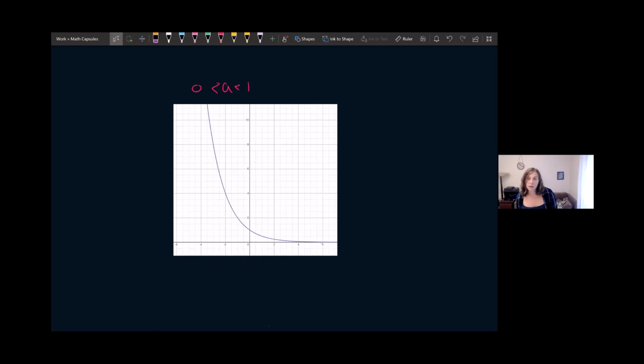Or if my base is some positive number less than 1, we get the same graph but reflected across the y-axis. So that means that my very small positive y values are on the right-hand side now. My horizontal asymptote has flipped to that side. And I see that very, very steep change in y value happening on the left now.